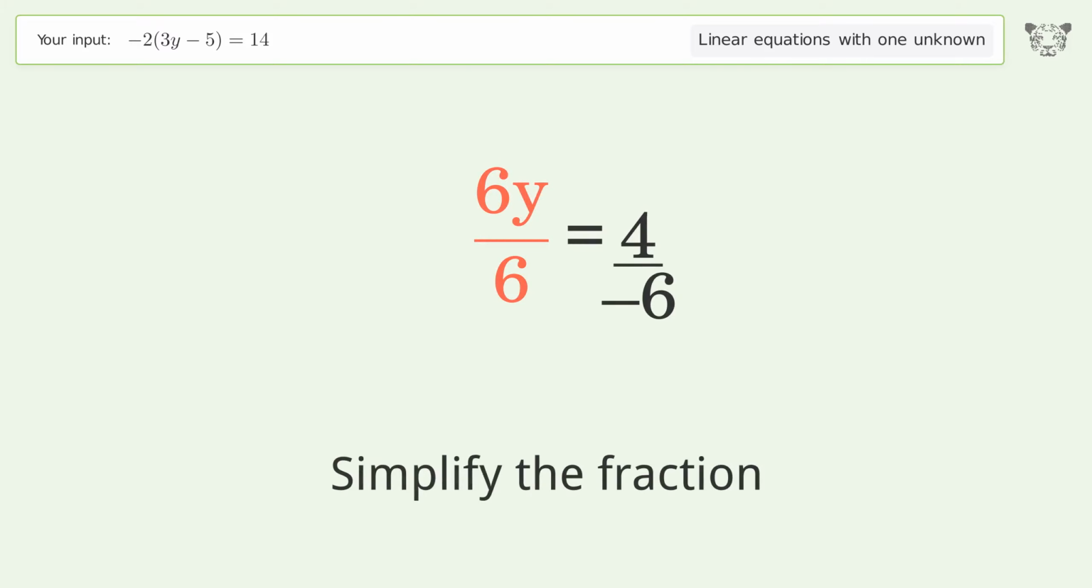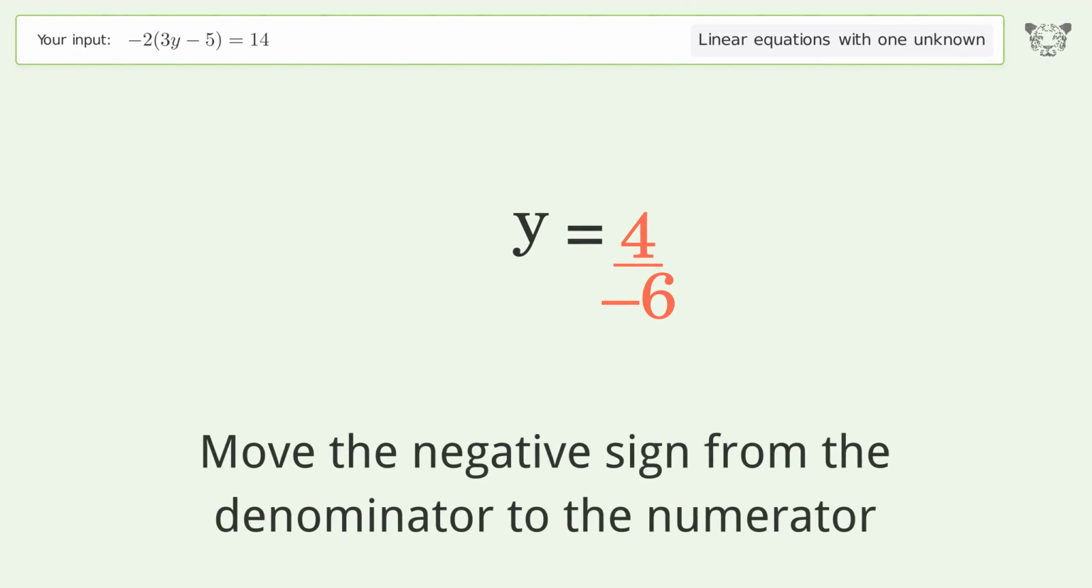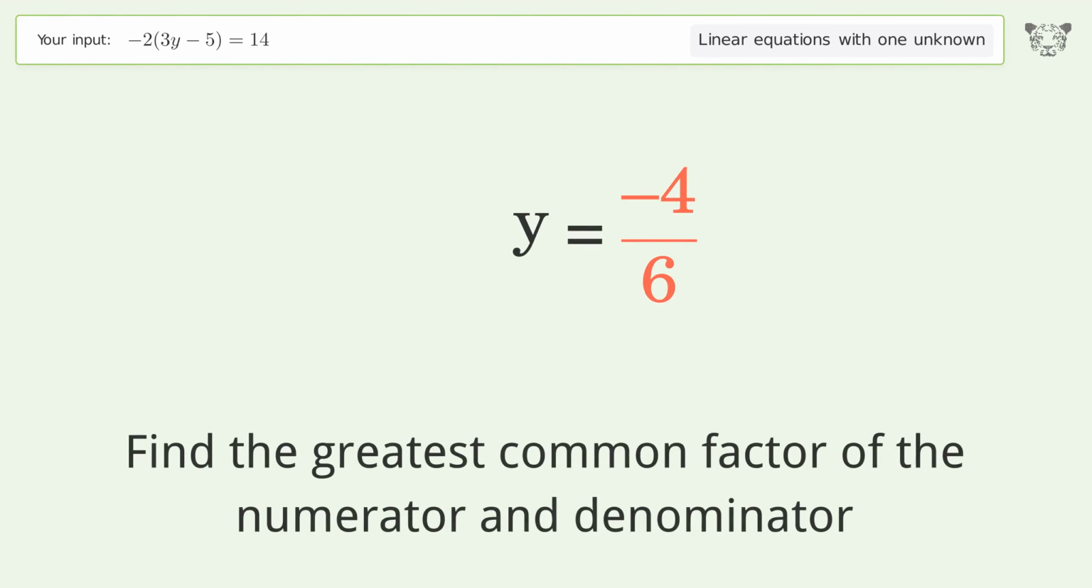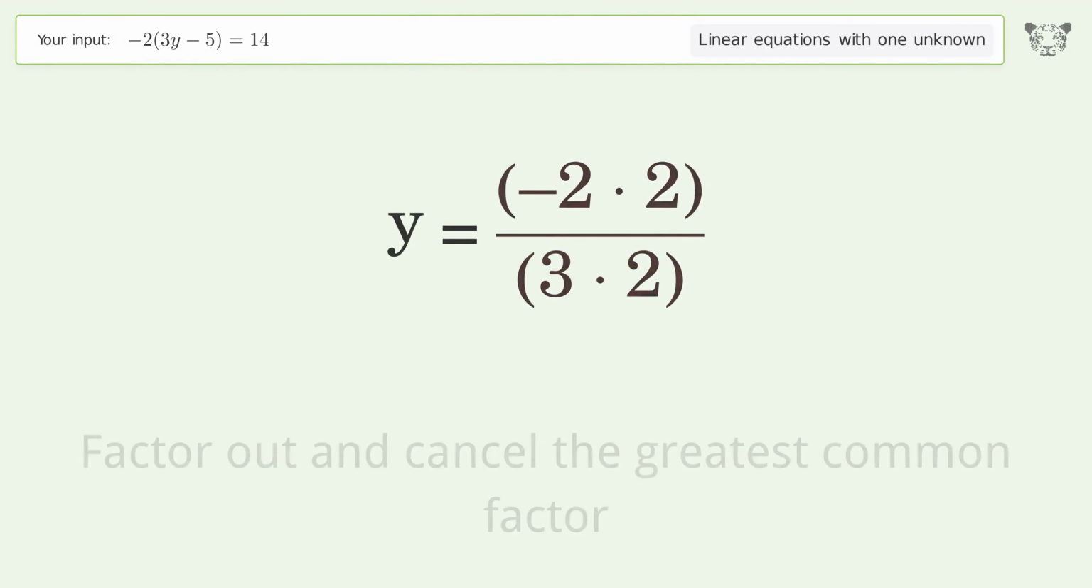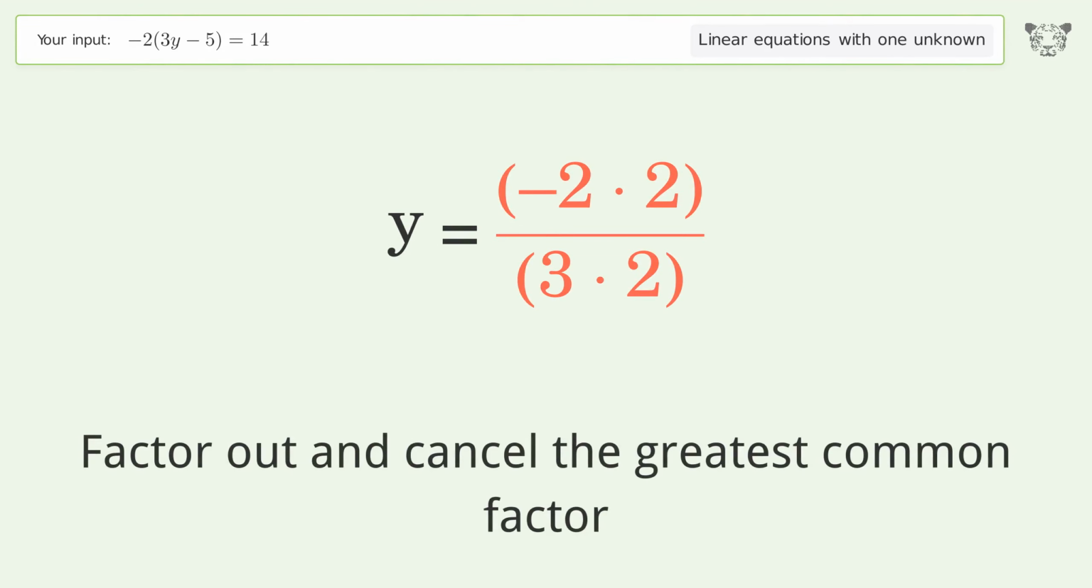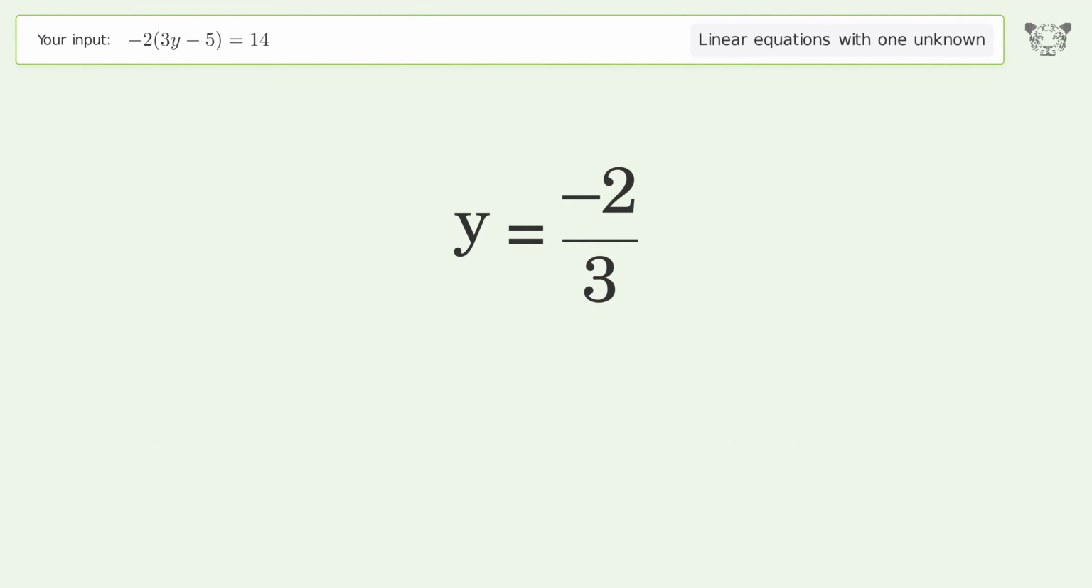Simplify the fraction. Move the negative sign from the denominator to the numerator. Find the greatest common factor of the numerator and denominator. Factor out and cancel the greatest common factor. And so the final result is y equals -2/3.